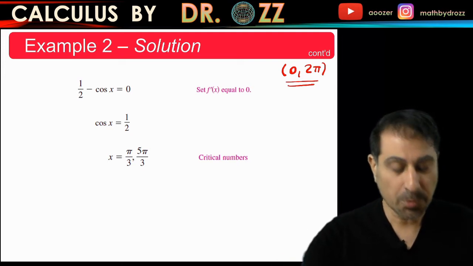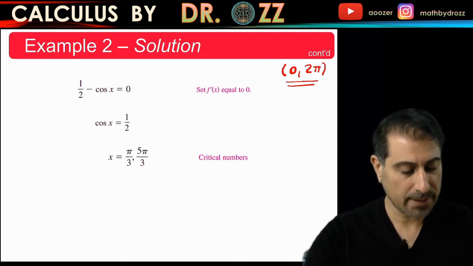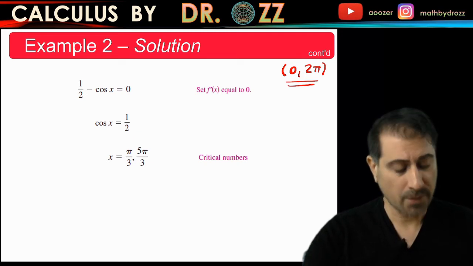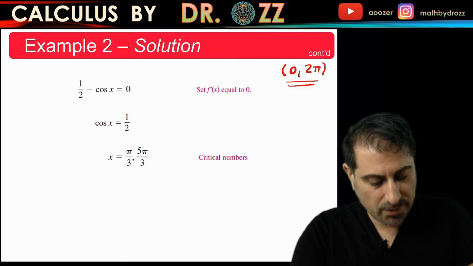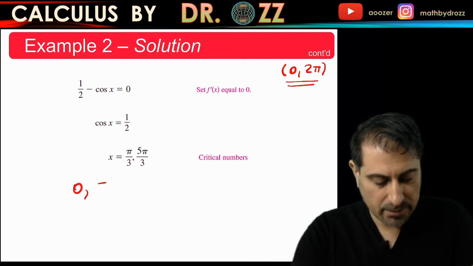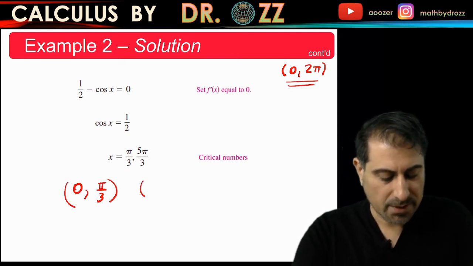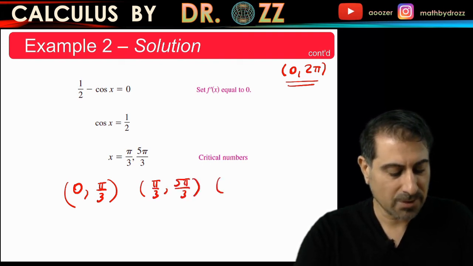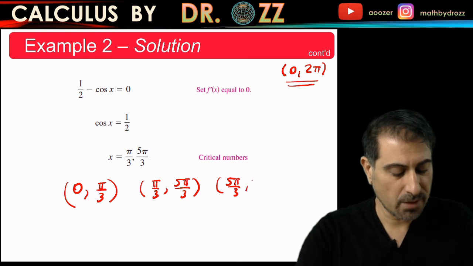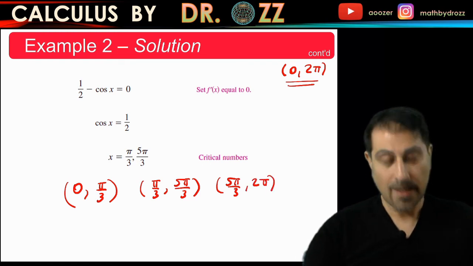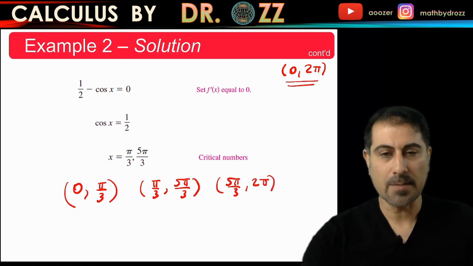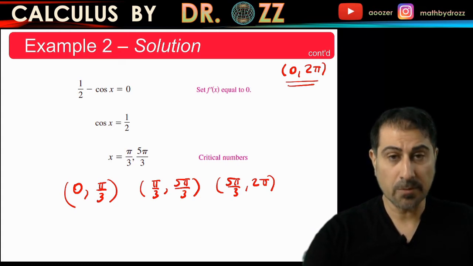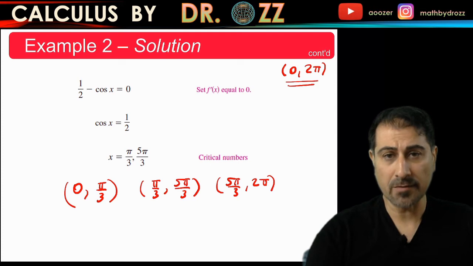Okay, so we have two critical numbers, so that means we are going to have three subintervals to determine the sign of f prime. The first subinterval is 0 and pi over 3. The second one is pi over 3, 5 pi over 3, and the last one is 5 pi over 3 and 2 pi. And we're going to have our sign table to determine the sign of f prime at each subinterval by choosing sample values.